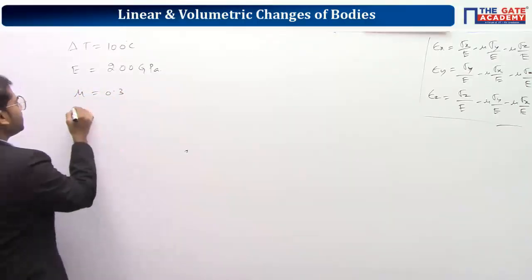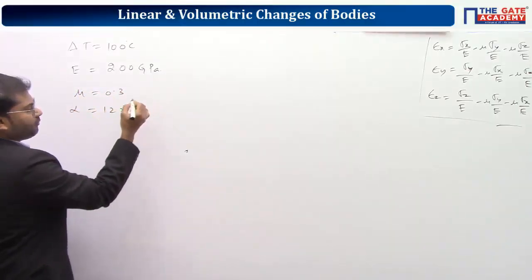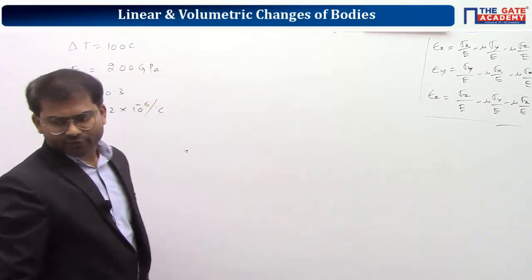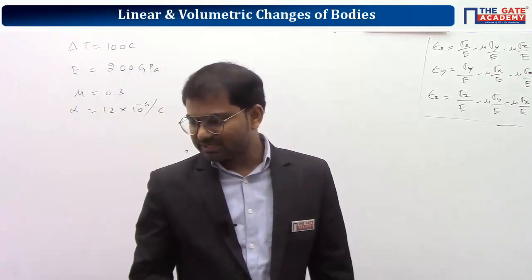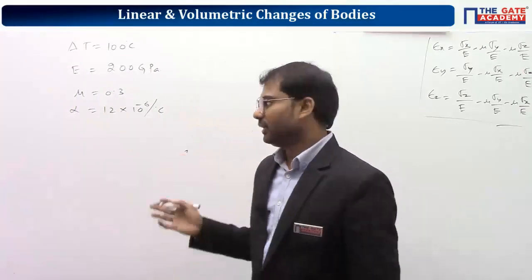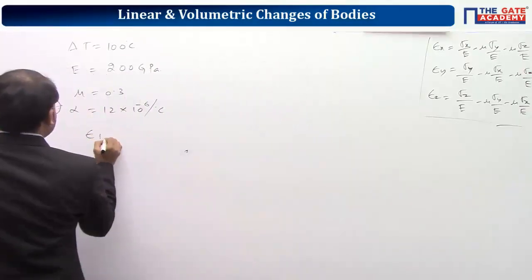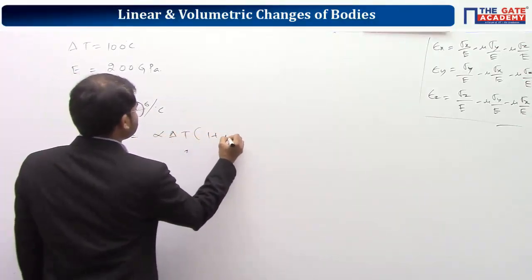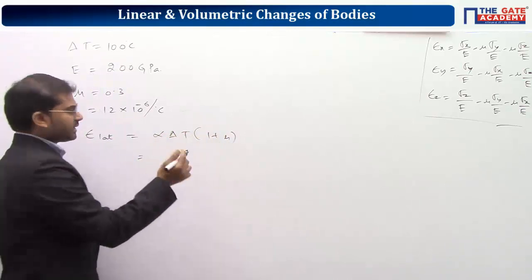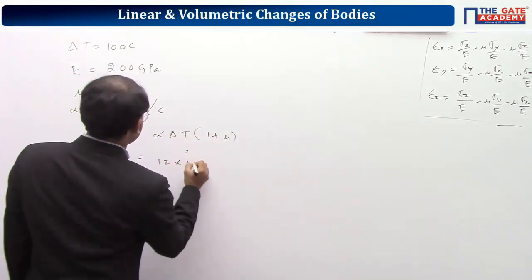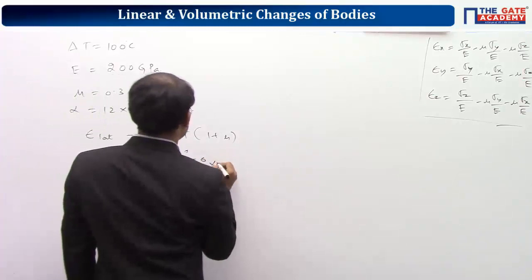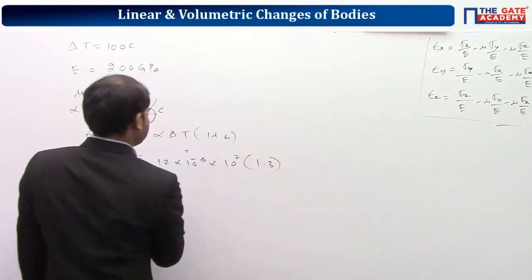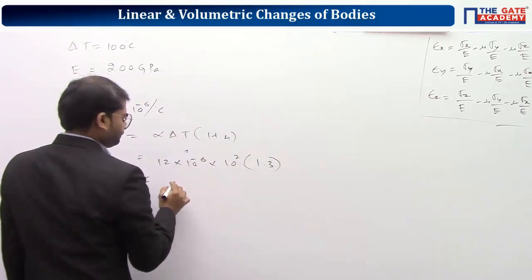And coefficient of thermal expansion is 12 into 10 power of minus 6 per degree centigrade. If the rod is not free to expand along the lengthwise direction, the strain developed in the lateral direction is... So we have derived lateral strain epsilon y or epsilon z as alpha delta t into 1 plus mu. Is it right? I hope there is no mistake in this. So if you substitute 12 into 10 power of minus 6 into delta t, that is 10 square, 100, 1 plus mu 1.3. So this gives you 12 into 1.3.